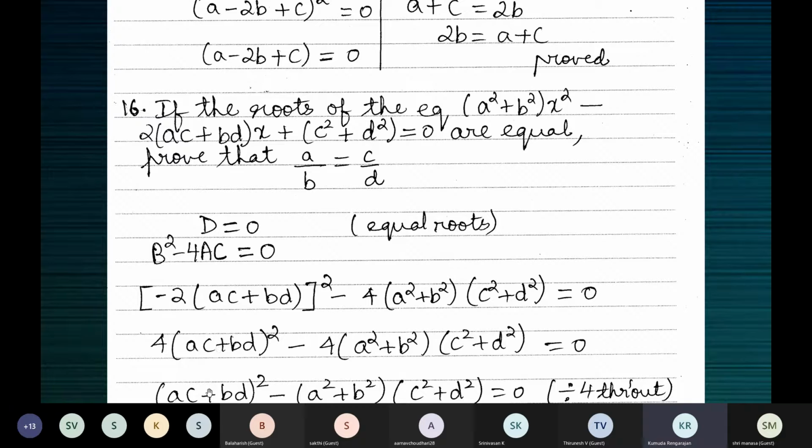Upon dividing this by 4, we get ac plus bd the whole square. When you divide this term by 4, again 4 and 4 cancel, and we get a square plus b square into c square plus d square. And 0 by 4 is 0.